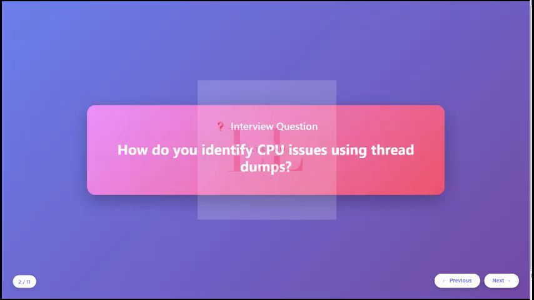And moving on to the question: how do you identify CPU issues using thread dumps? Anytime it is, how will you identify your CPU issues? This question tests whether you understand the complete diagnostic process, not just thread dumps in isolation, but how to correlate them with operating system metrics and profiling tools to get the full picture. The interviewer's perspective would be that they want to see whether you have a systematic approach to troubleshooting and not just random guessing.